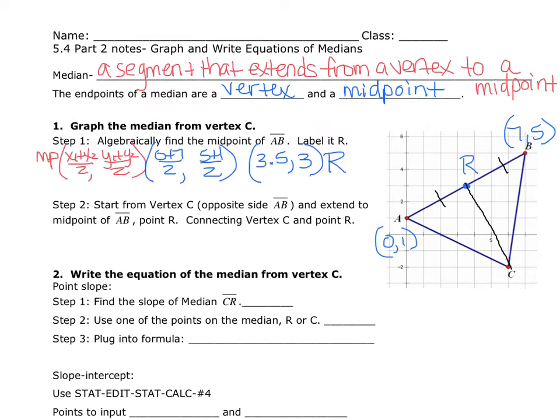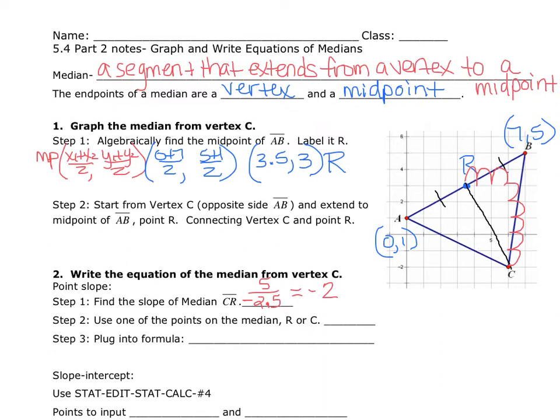Now we're going to write the equation of this median. First, we're going to find the slope of CR. So again, we're going to count rise over run. We go up 1, 2, 3, 4, 5. So we're going up 5. And we're going backwards 1, 2.5. So backwards 2.5. And you always want to reduce that. So 5 divided by negative 2.5, and what we get is negative 2.